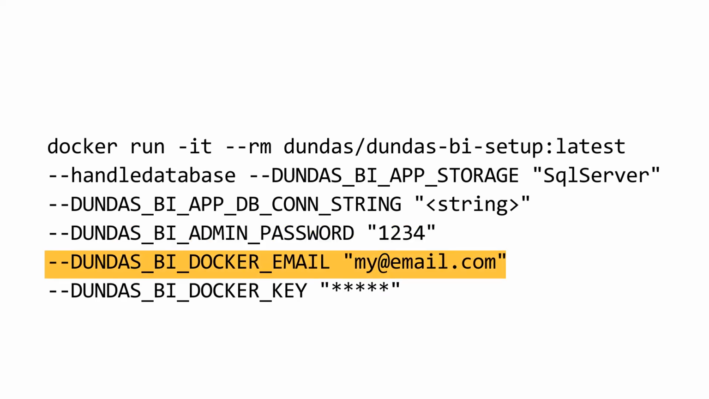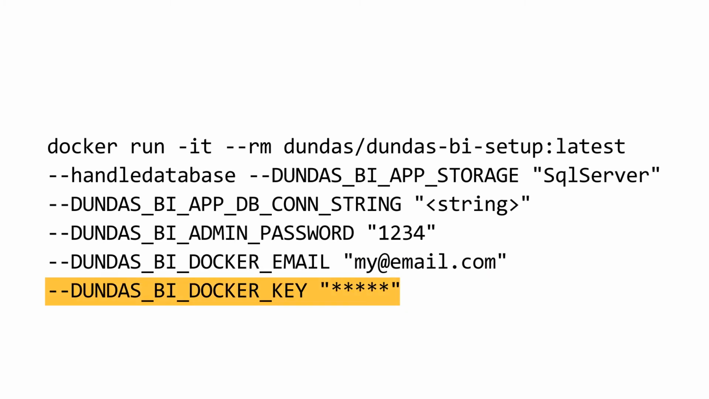Dundas BI Docker email is the email address we'll be using when deploying new Dundas BI databases. And this is going to match the email address used on our support site. And then finally, we have Dundas BI Docker key. And this is the key required to deploy those new Dundas BI databases. So now that we know what this command is doing, let's go ahead and execute it.